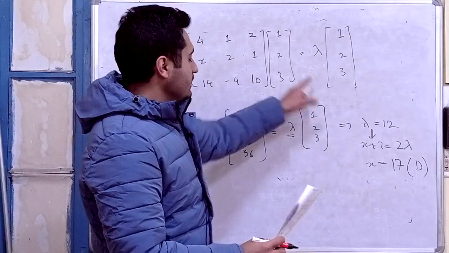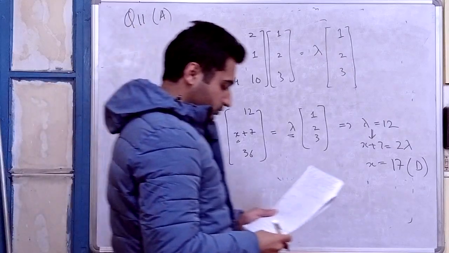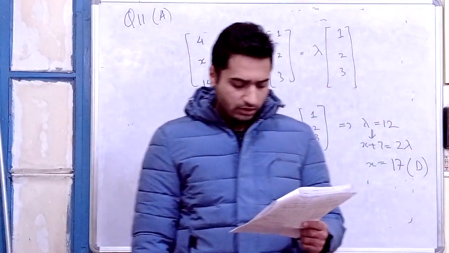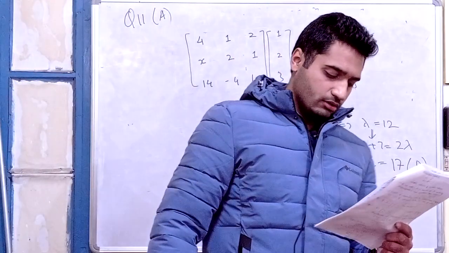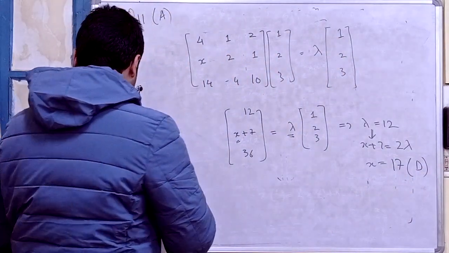If you just know this equation and quickly solve this. Question 13. Which of the following statements is true about eigenvalues? All eigenvalues of a Hermitian matrix are complex. This is not true.